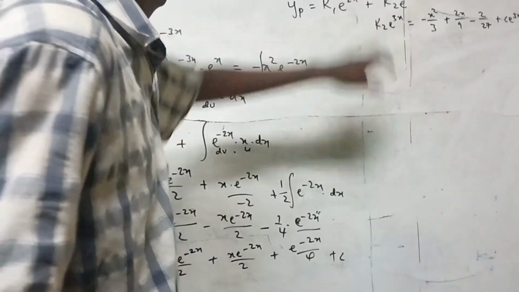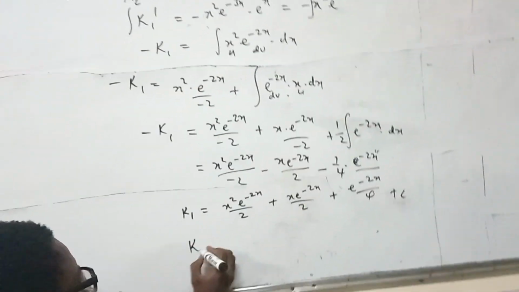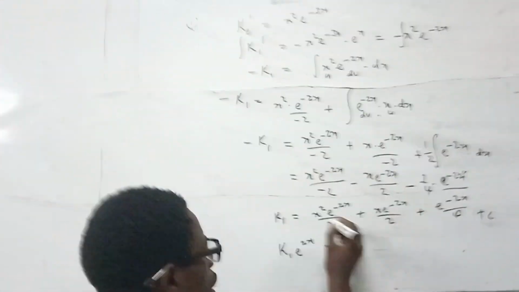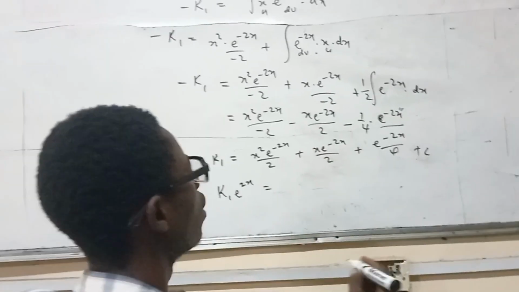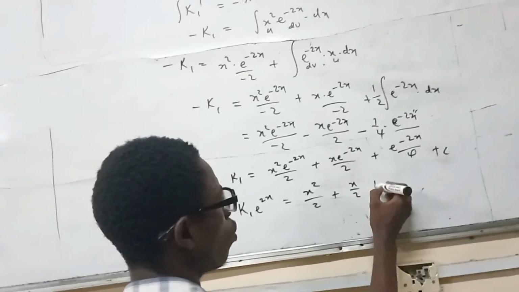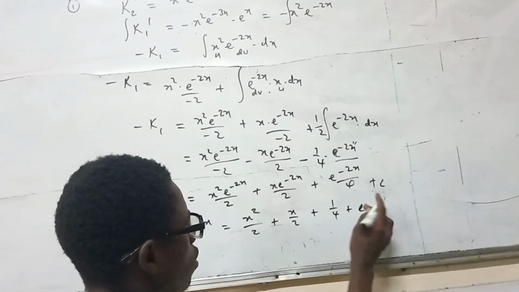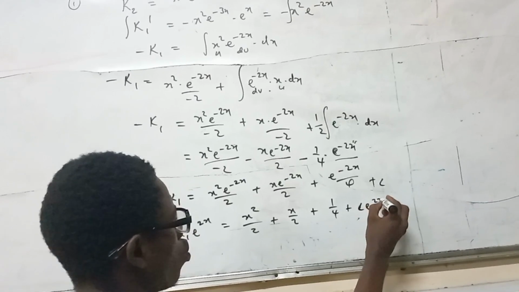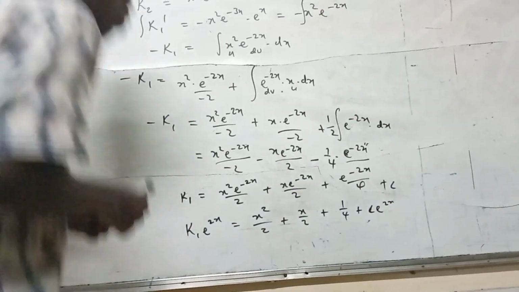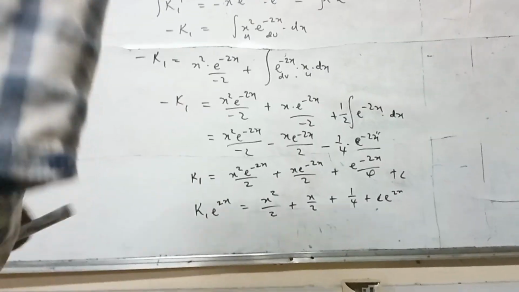So for this one, we are multiplying through by e raised to power 2x, which means k1 e raised to power 2x equals, multiplying through by e^(2x) is going to remove all our e^(-2x)'s. So we have x squared over 2 plus x over 2 plus 1 over 4 plus c e raised to power 2x. So what are we going to do next now?